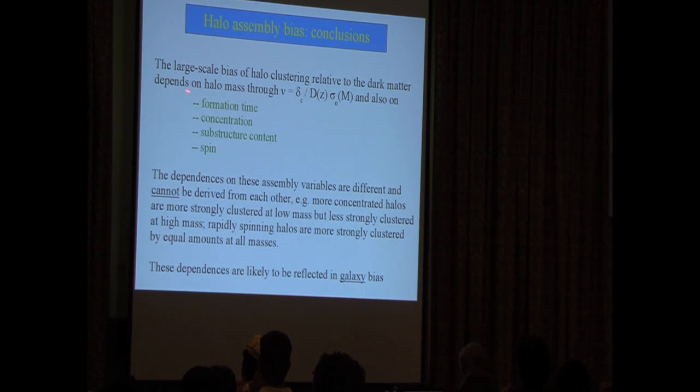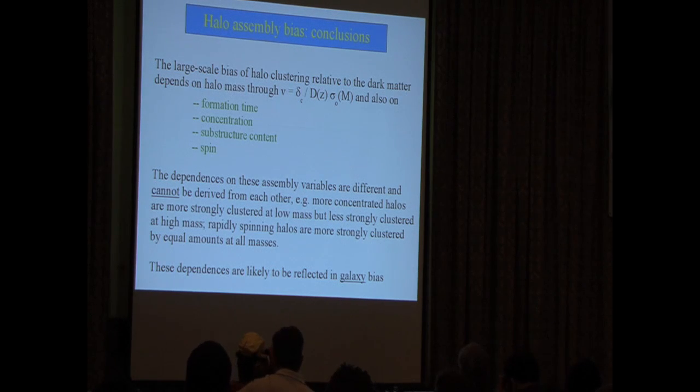So it depends on halo mass through this combination. That's why the curves of different colors, which correspond to different redshifts and different masses, lay on top of each other. And it depends on formation time, concentration, substructure content, and spin. But it depends on each of these quantities in a different way from each other. So you can't relate one of these dependencies in any simple way to the others. So what this means is, if you worry about the clustering strength with this level of accuracy, all these things become important.